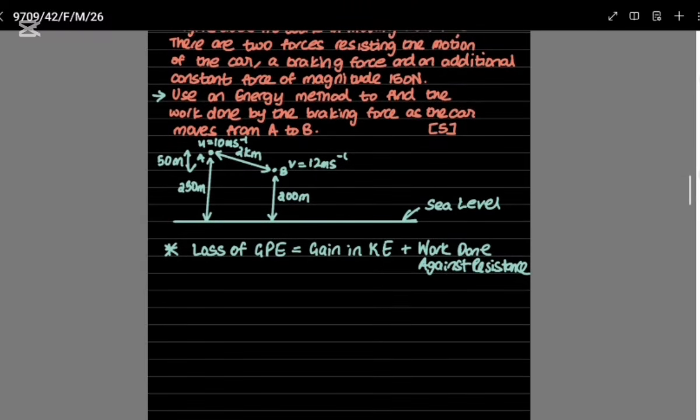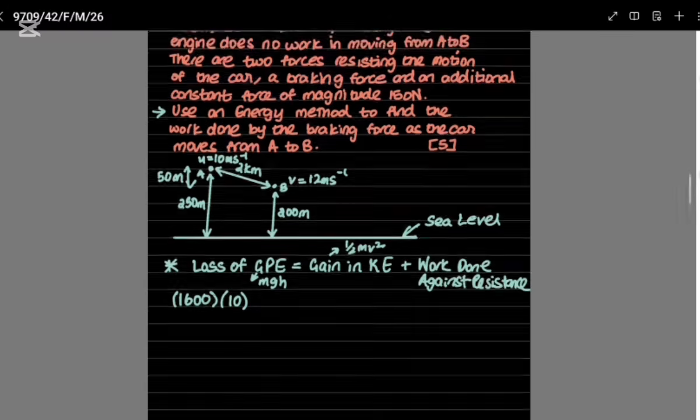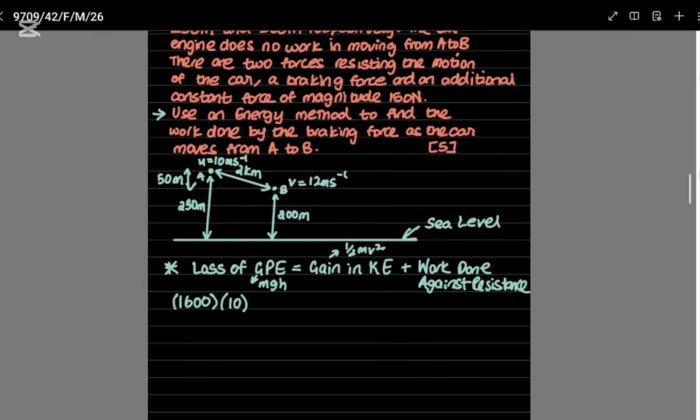Loss of GPE, what is that going to be? It moves from A to B. The mass is 1600, because this is mgh, and this is half mv squared. So 1600, g is 10, and the height is going to be 50 meters, because from A to B the vertical height is 50 meters. Gain in kinetic energy, so half times m, which is 1600, times final speed squared minus initial speed squared.